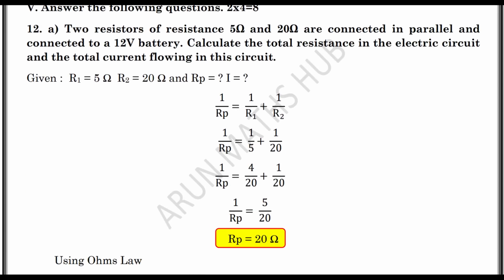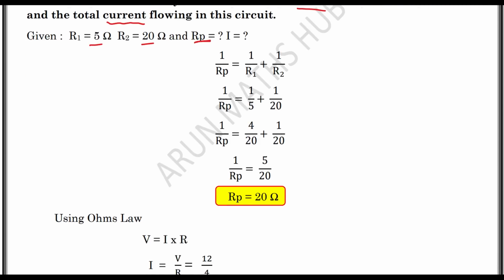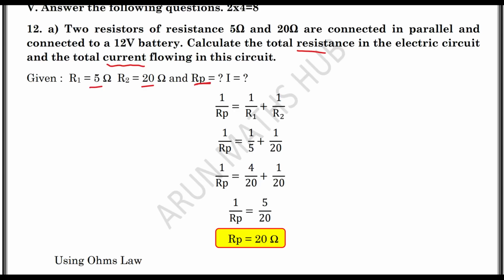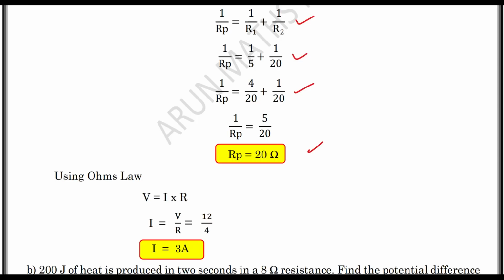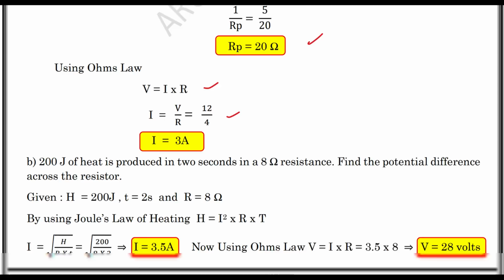Next, 4 mark question. Two resistors of 5 ohm and 20 ohm are connected in parallel to a 12 volt battery. Calculate the total resistance, that is the effective resistance in the electric circuit, and also the current flowing in this circuit. When resistors are connected in parallel, the effective resistance is given by 1 by Rp equals 1 by R1 plus 1 by R2. Substituting the values, we get the effective resistance Rp equals 4 ohm. By using Ohm's law, V equals IR, I equals V by R, we get 3 ampere.